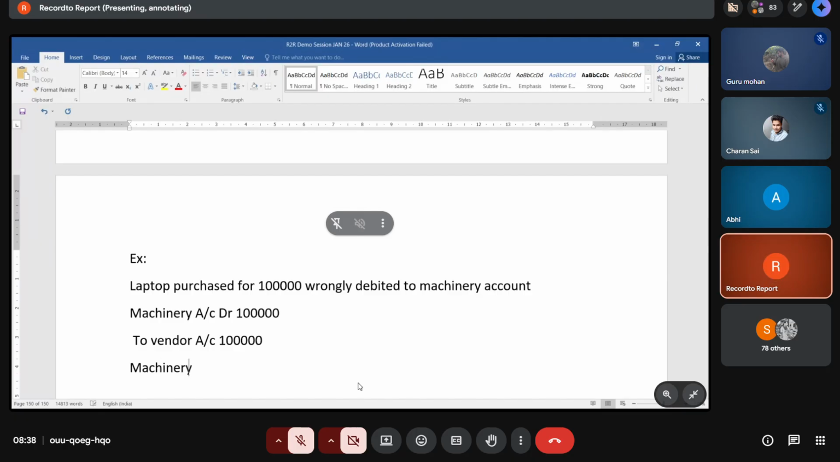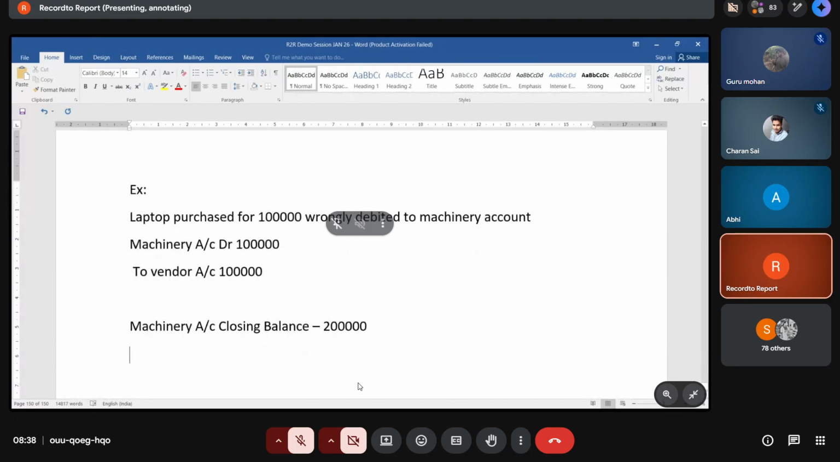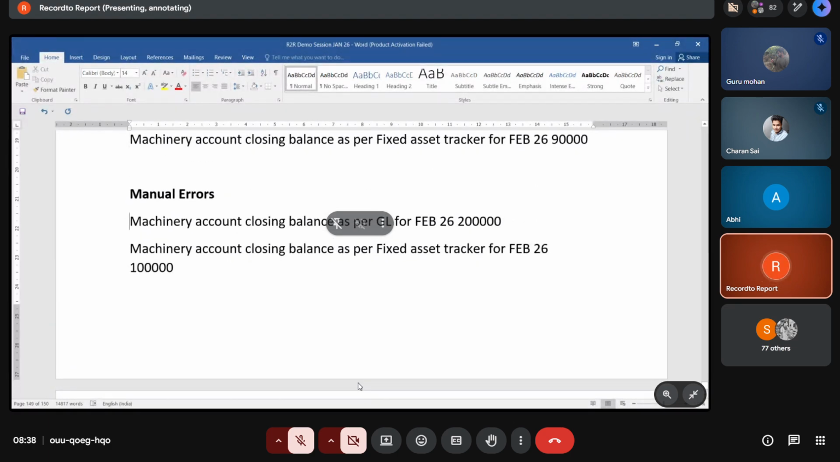What will the missionary balance show, guys? Here we already have 1 lakh. If you post this entry, the missionary account closing balance will show 2 lakh rupees. So, missionary account debit to vendor account. Why did it go wrong? Due to manual errors. Instead of debiting one account, we used another account. So due to this also, errors might happen.